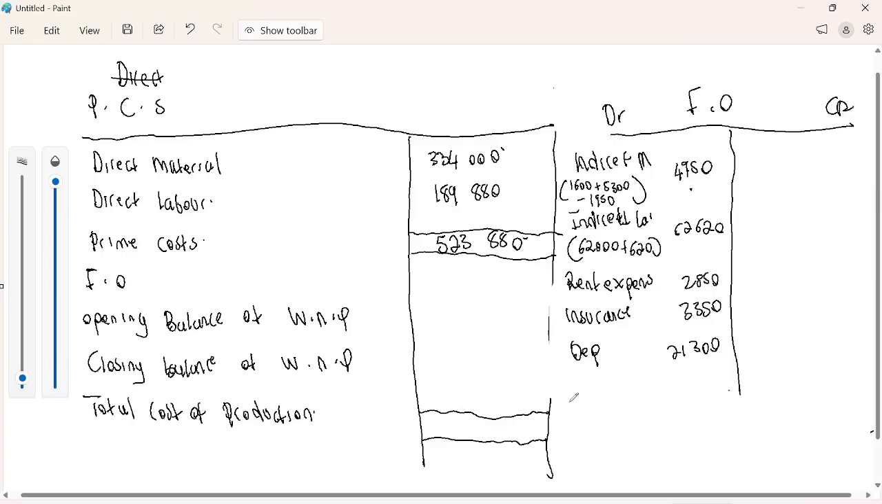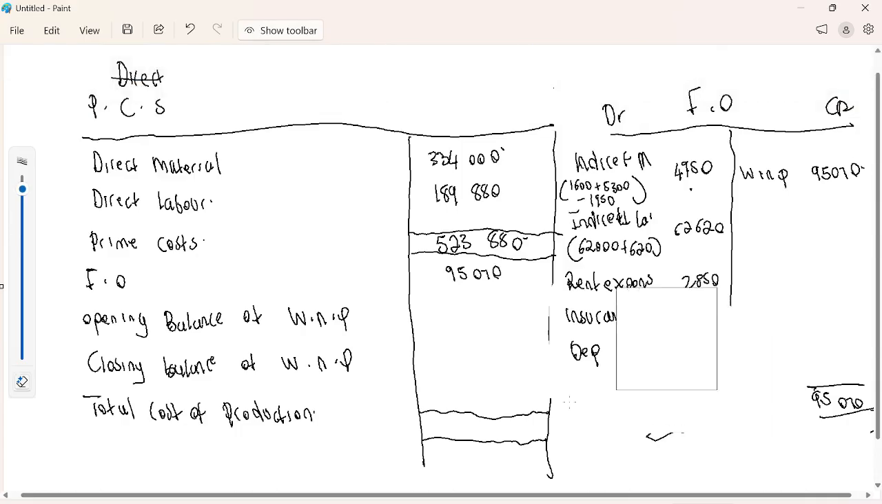Now I'm going to add everything. That will be my total, and then I'm going to take it to the side also. So I'm going to say 4,950 plus 62,620 plus 22,850 plus 3,050 plus 21,300. Then they give me 95,070. And I have work in progress, which is the same amount. This amount here, I'm simply going to take to the factory overhead, which is 95,070. Take it to the factory overheads.